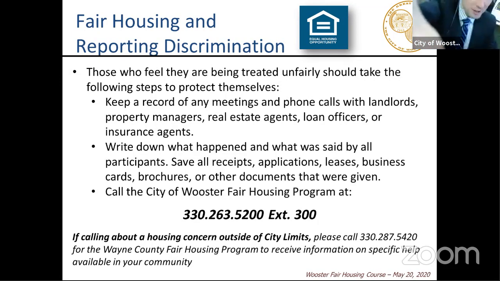And also call the City of Worcester's Fair Housing Program at 330-263-5200, extension 300. And this will allow you to speak with a live person. You can see us here, myself talking at the top, and then Carla Jesse, who's our Fair Housing Officer, at the bottom of the screen.